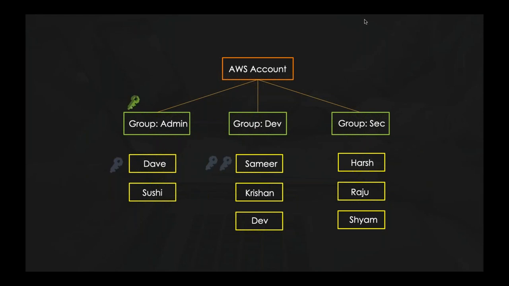But if you apply a permission at admin level, at group level, the permission will be applicable to both the users, Dave and Sushi. So in this case, Dave will have two permissions, one that is associated with the user level and one that is associated at the group level. So they will have both the permissions. Similarly, if you apply any permission at dev level, group level, this policy will be applicable to all the users inside this group. So now Samir has three policies, three permissions he has. Two at the user level, one at the group level. Now in case you want to change any permission at the group level, the same will reflect to all the users. If you want to revoke, if you want to add permission, it will work.